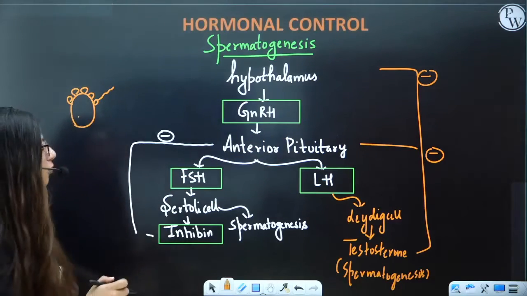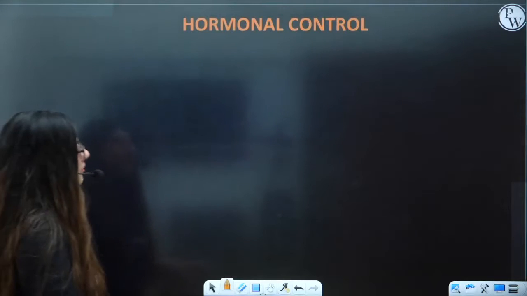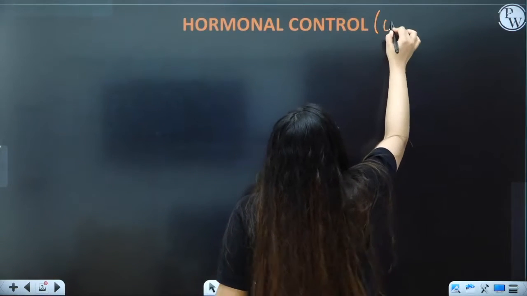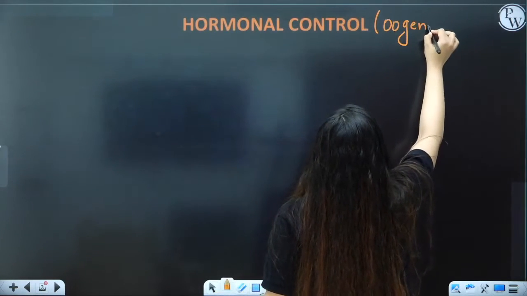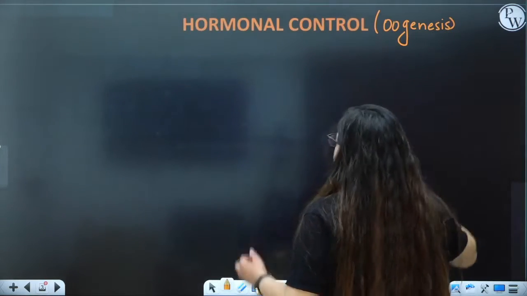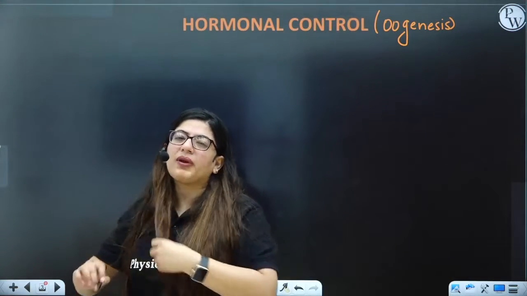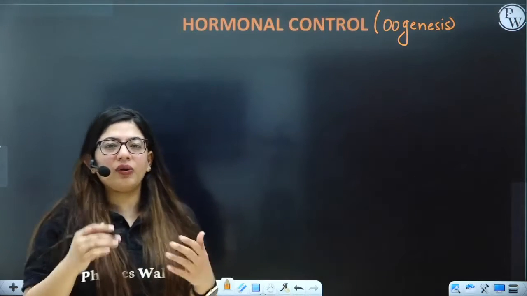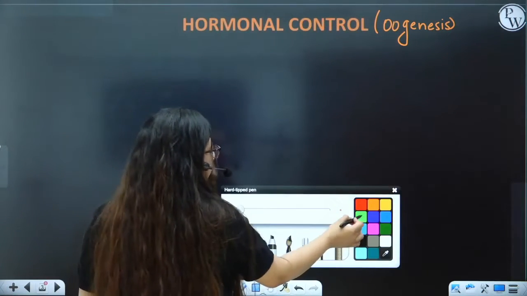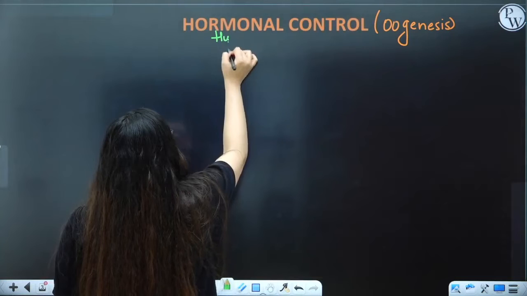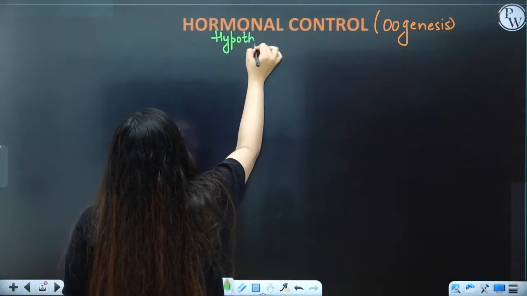Next, we have the hormonal control of oogenesis in a female. All right. So females have slightly more complex hormones in comparison to males. How? Let's see. First of all, we have hypothalamus.